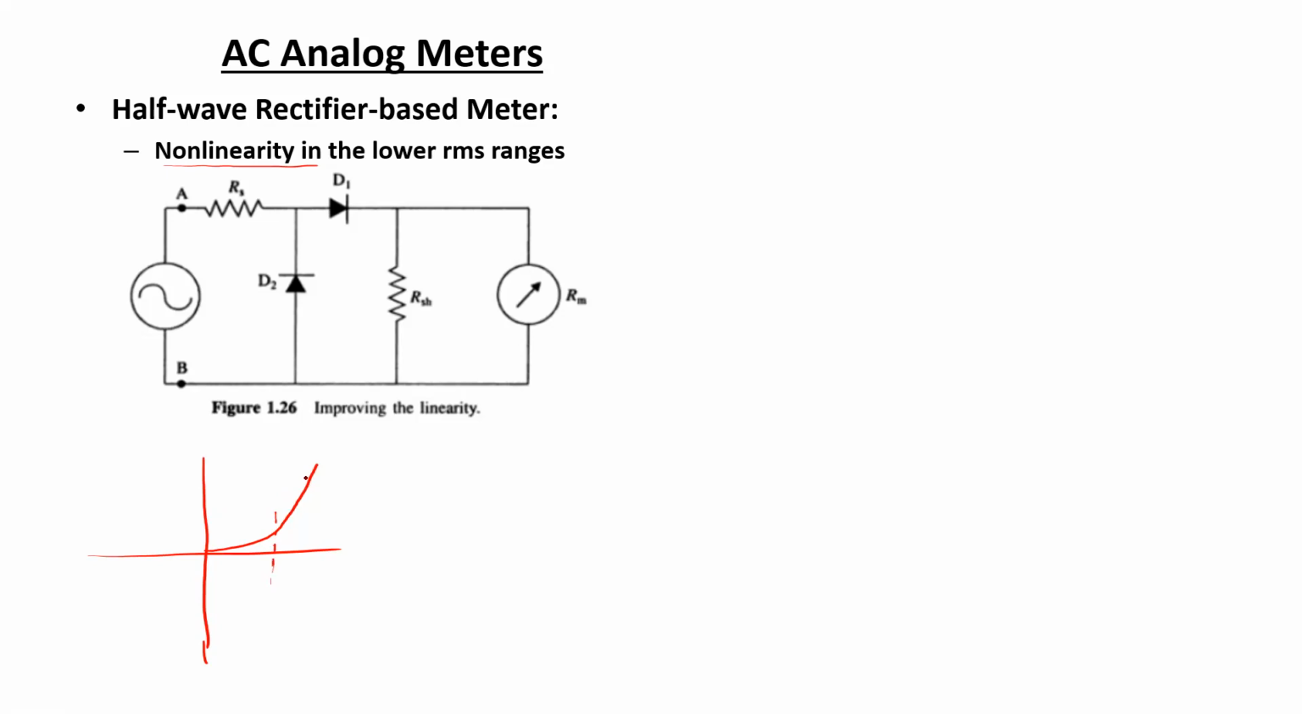After that, for higher values of the input voltage, the relation becomes sort of linear. So in order to keep the meter scale linear, it should be ensured that the diode D1 is operating in the linear region, which is in higher RMS values of the input voltage, omitting the high nonlinearity in the lower ranges of the input voltage.